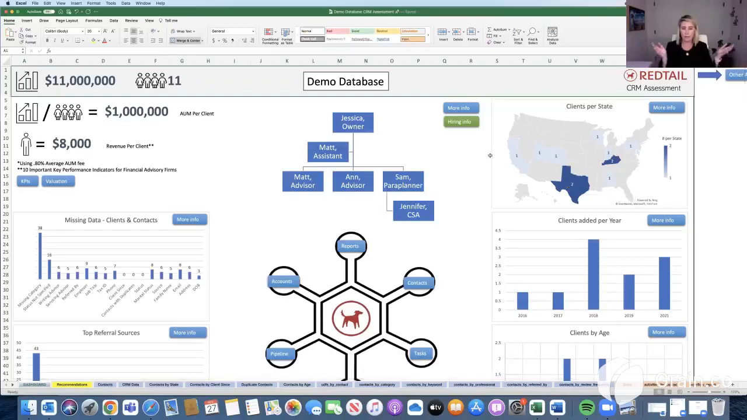And so there you have it. Here is an overview of what is possible by having clean, consistent data within your CRM.